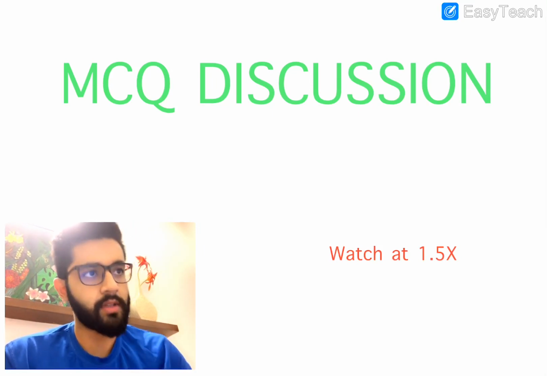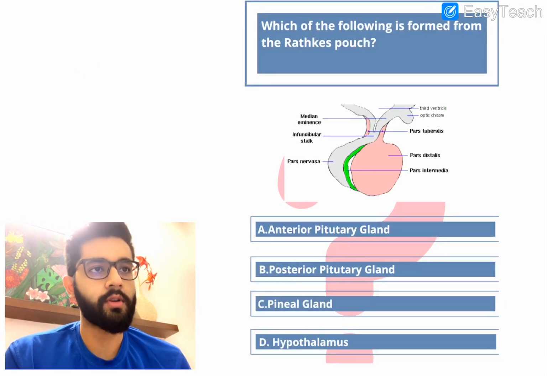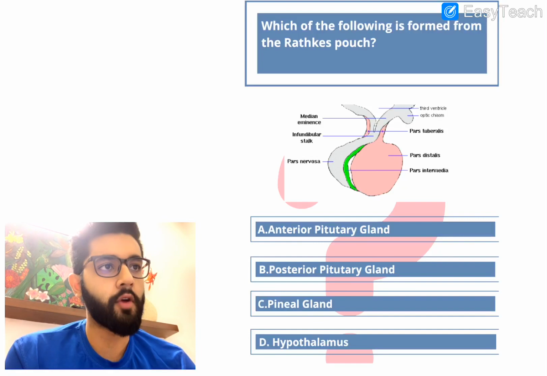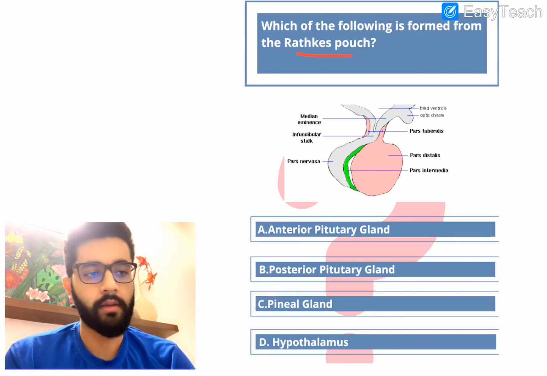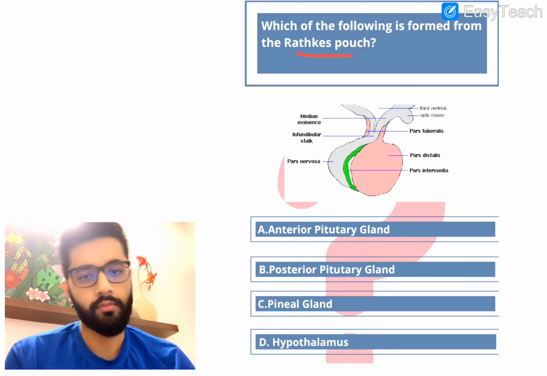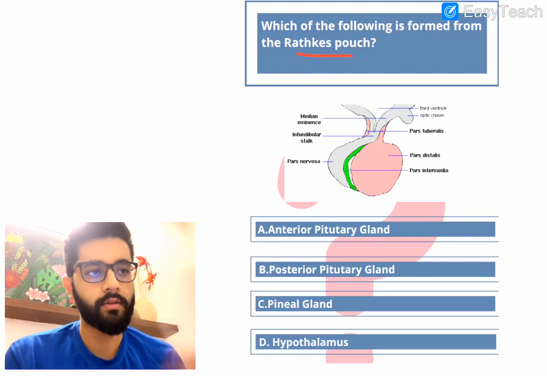So let's get started. The first question is from embryology, a high yield topic. Which of the following is formed from the Rathke's pouch? A. Anterior pituitary gland, B. Posterior pituitary gland, C. Pineal gland, and D. Hypothalamus. So we'll pause, wait for you guys to answer, then start.